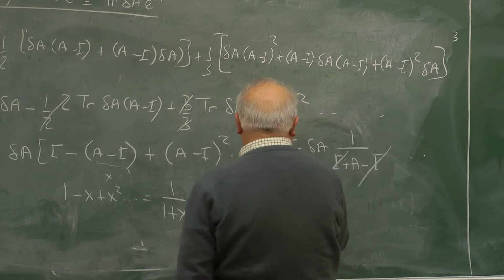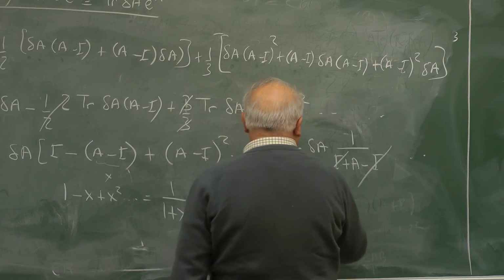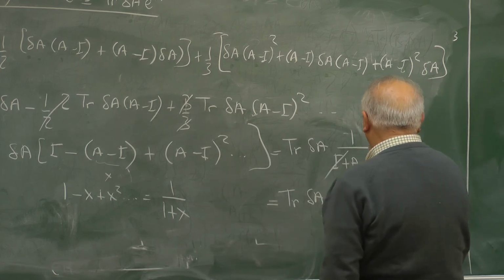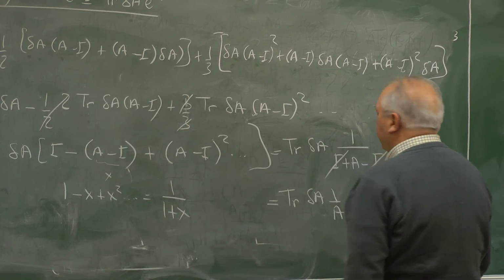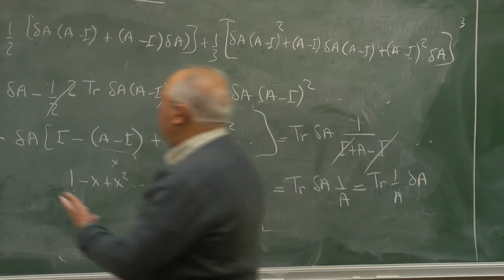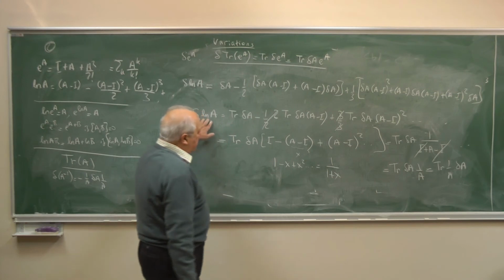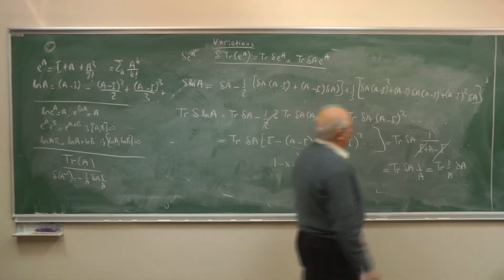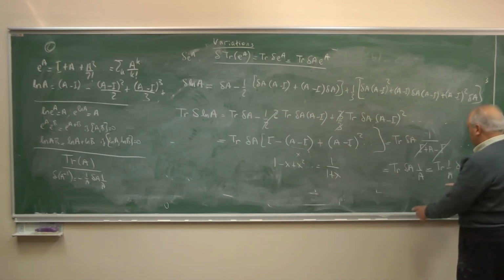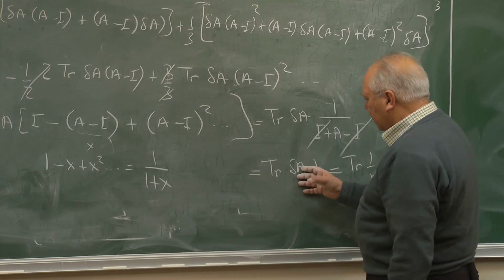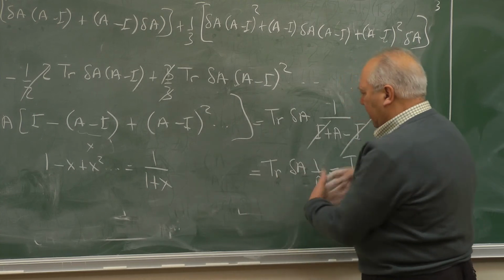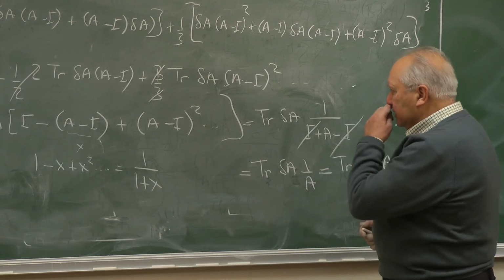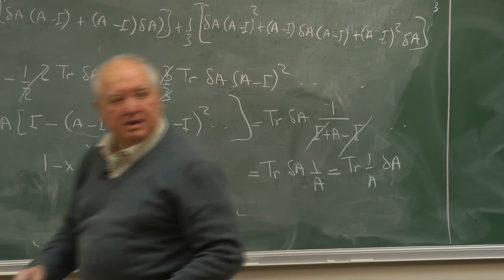So it is trace delta A 1 over A, or since I can change the order, it doesn't matter, trace 1 over A delta A. So under the trace, it looks like we can operate with it like log of x, delta x, 1 over x. It doesn't matter whether you write it to the right or left, because you have a trace. That trace allows you to do that, whether to write it to the right or to the left. It doesn't matter. So we have found it.